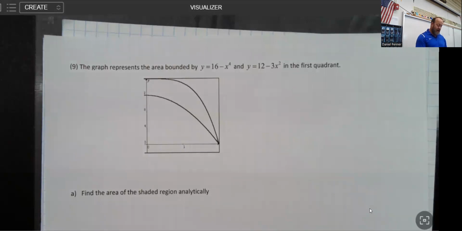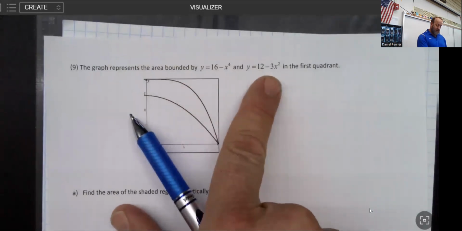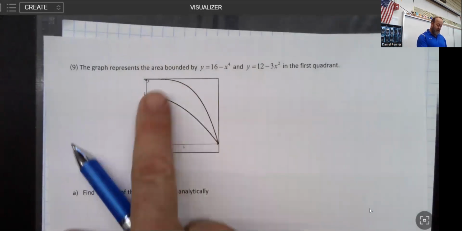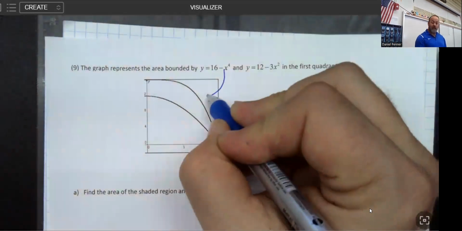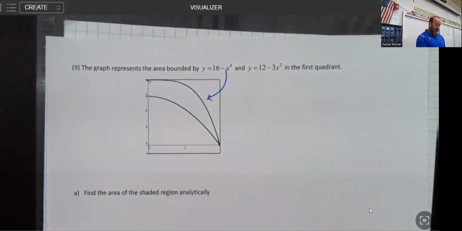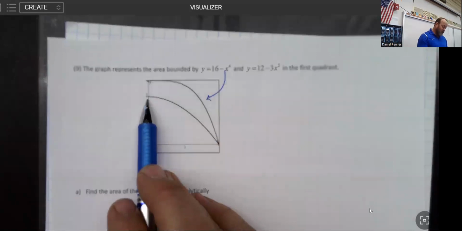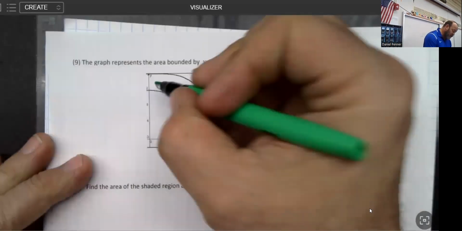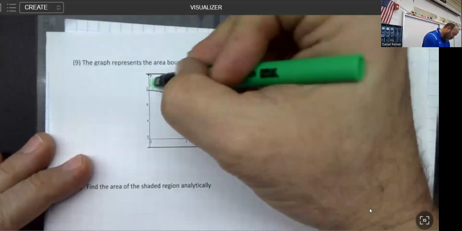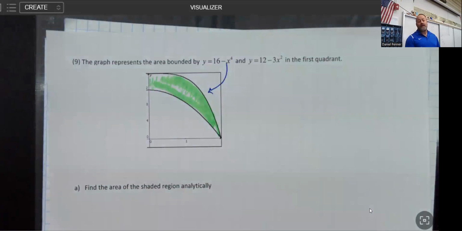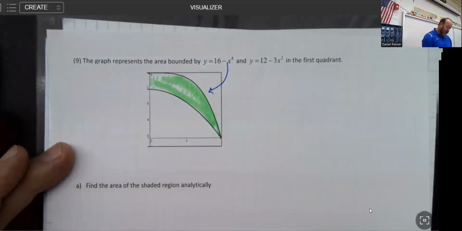So we have this graph of 16 minus x to the fourth and 12 minus 3x squared in the first quadrant sitting right here. You can tell by context that this top one is 16 minus x to the fourth because its y-intercept is higher than this one, whose y-intercept is 12. So that's fine. We are going to be looking at this simple region right here, and we're first going to try to find the area of that strange little shape. Again, that is no big deal.